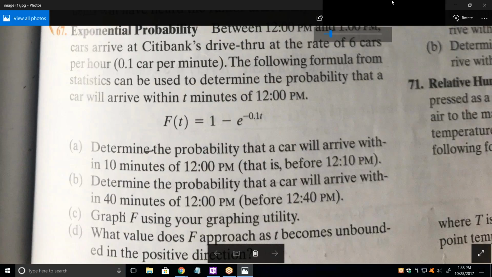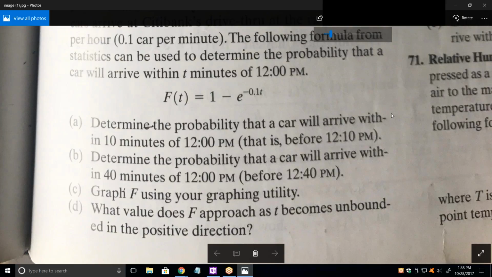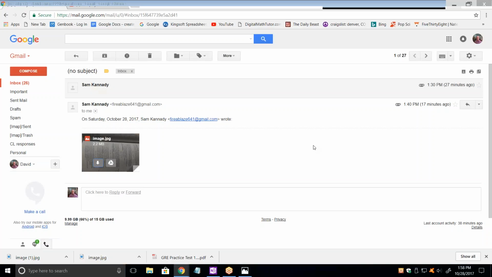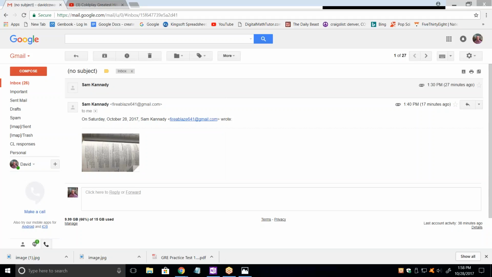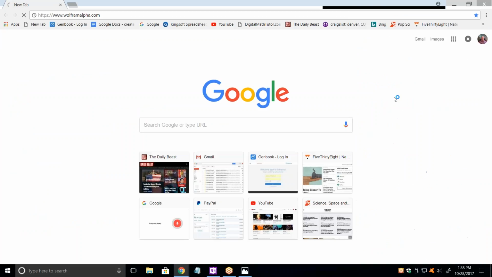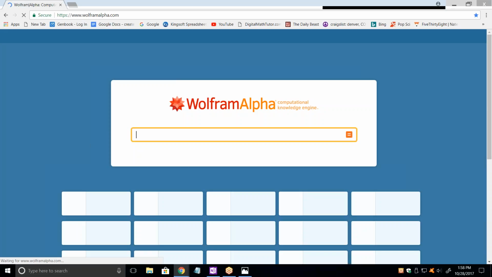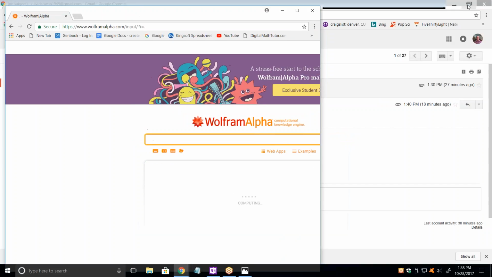I'll tell you what. We don't have much time. This the last problem? We only got one more problem, right? Part D. Go ahead and graph it on your graphing utility, and I'm going to graph it on my graphing utility, which I use Wolfram Alpha. Have you ever heard of it? It's a great program for any kind of math that you want to do. Especially for me, where I'm doing a lot of stuff online.